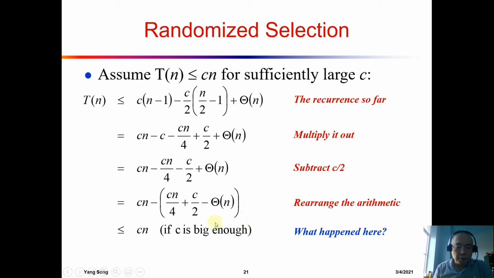And what is this part? We have a linear n, plus a constant, and then minus a linear n again. So this is cn minus something linear in n as well. And this means this is smaller than or equal to cn when c is a constant number. So this is a proof that T(n) is smaller than or equal to cn. This means T(n) is also a linear algorithm in the average case.